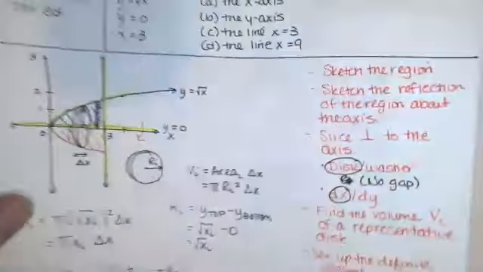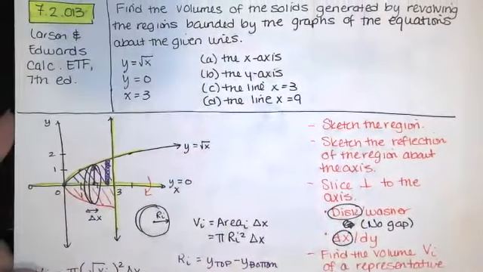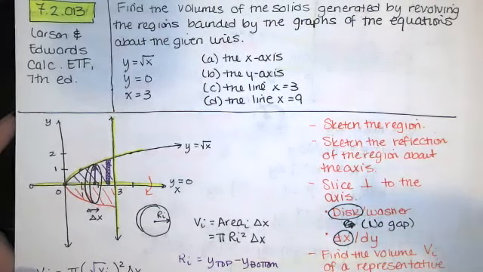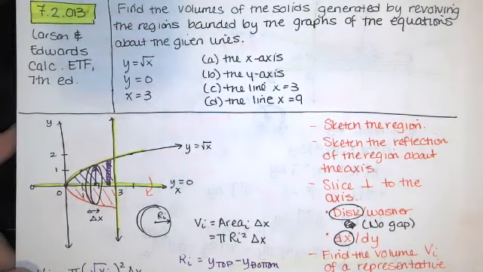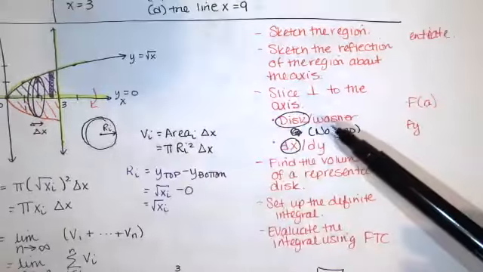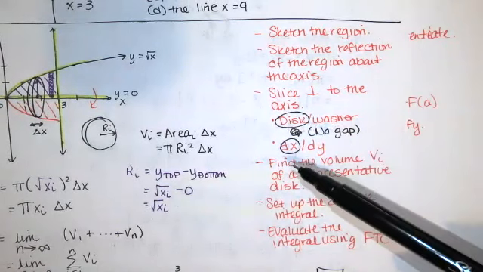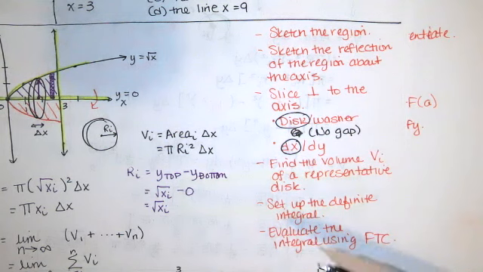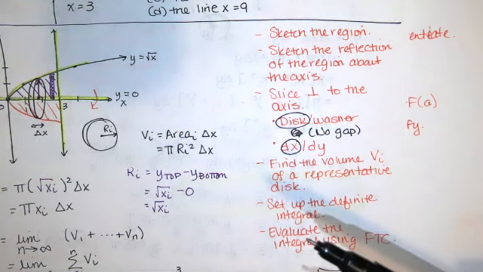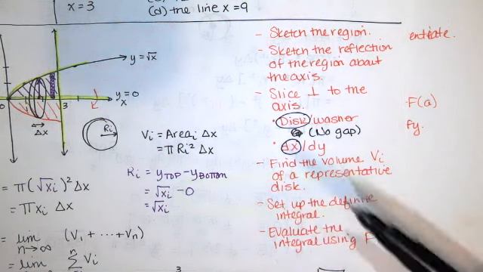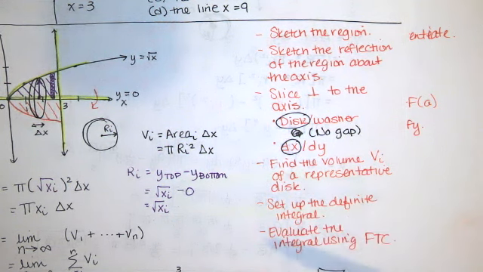Okay, I guess we handled all 4 axes. So that's the end of the video. Remember, the way you want to start these is by sketching the region, sketching the reflection of the region about the axis, and then slicing perpendicular to the axis. Then you're going to make a decision about whether you're using a disk or washer method, or whether you're integrating with respect to x or with respect to y. If there's a gap between your axis and your original region, it's a washer. If there's no gap, it's a disk.